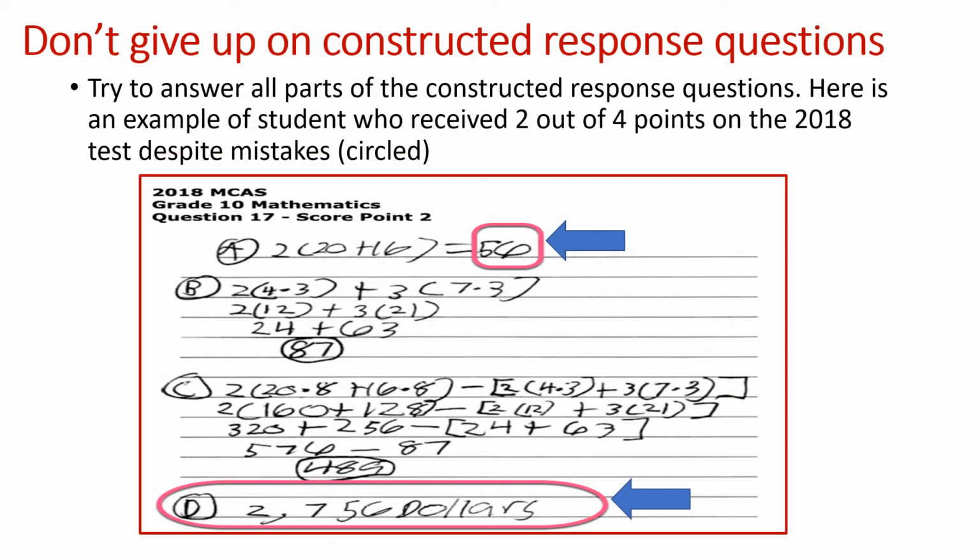Remind students that it's not a good idea to leave a constructed response question blank. Students should try their best to do some of the question, but they won't get any points for entering something that doesn't make sense. On the screen is an example of a student who made mistakes, which you can see by the circled answers, on a constructed response, but still received points. Note how the student wrote the equation correctly in part A, but entered an incorrect solution. Although the student got parts B and C correct, the student showed no work for part D and entered an incorrect answer. But this student still got 2 out of 4 possible points.